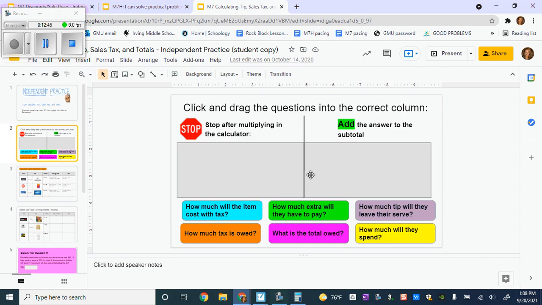So on this slide, you're just going to click and drag. There's some questions down here, and you're just going to click and drag it and tell me, would you stop after multiplying in the calculator, or would you add your answer to the subtotal? All right. So you don't have to do any math on this slide. You're literally just clicking and dragging and telling me, when you see the question, would you stop, or would you add your answer, and you just have to decide.